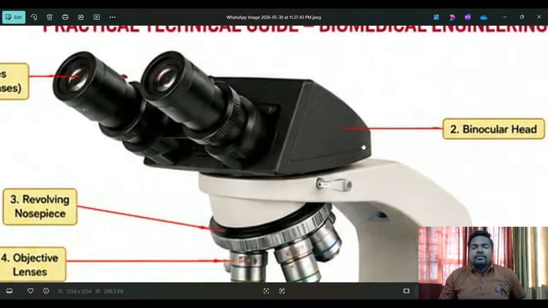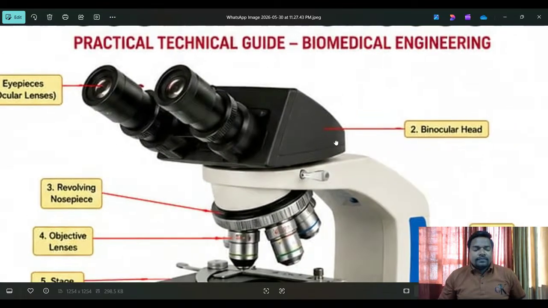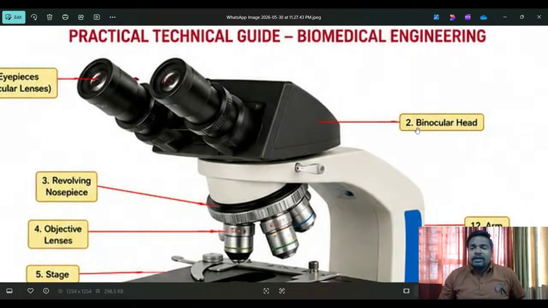Next, second point is the binocular head. This one, see, this is the binocular head. Why am I showing this? For knowledge purposes. Sometimes if it is not working, damaged, or rusted, then you have to replace it. Then you have to mention this name and inform the hospital management that this is defective and you need to replace it.